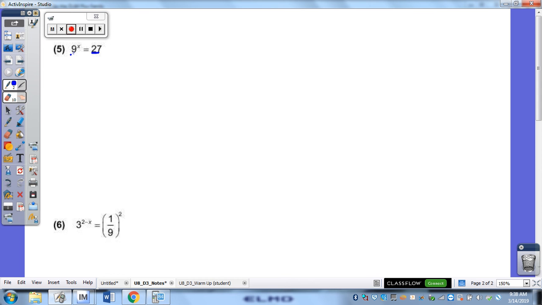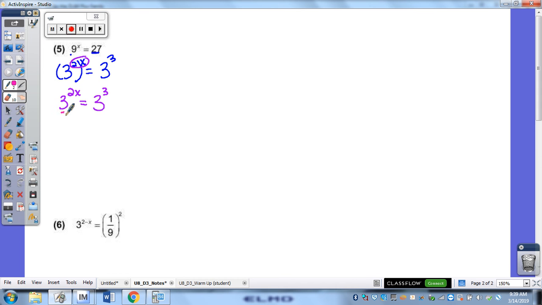3 to the second. 3 squared is also 9. So I can change 9 to be 3 squared. And then it's still going to have that exponent of x on the outside there. So all I've done is take my 9 and rewrite it in a different way. Still has my x. So 27 is 3 to what power? 3 to the third. 3 to the third is 27, just written in a different way. So now right here, I have my power to a power rule. So that just means I have to multiply those two together. So on our left side, we have 3 to the 2x now equals 3 to the third.